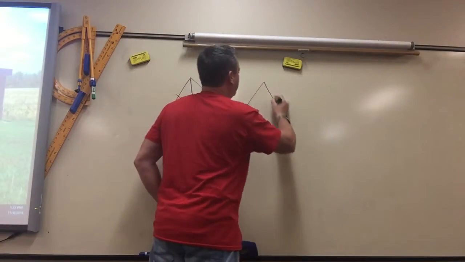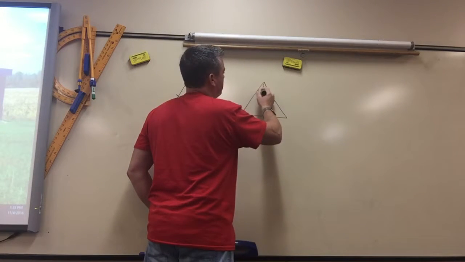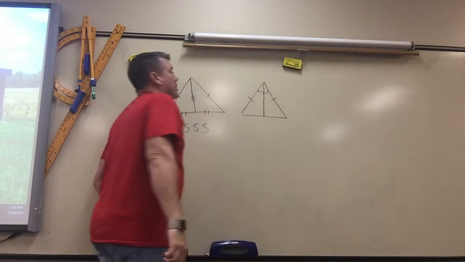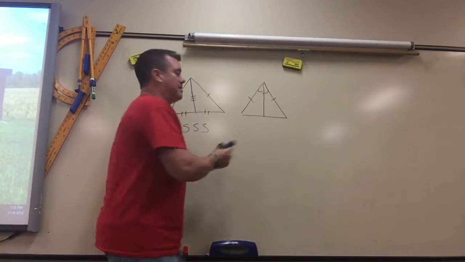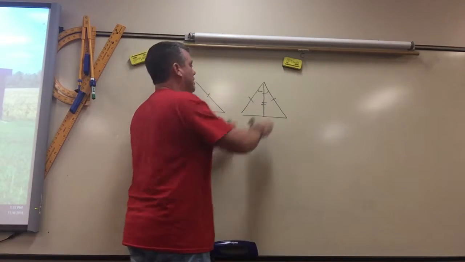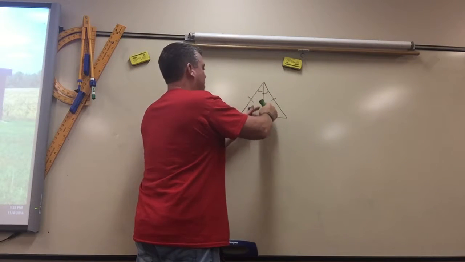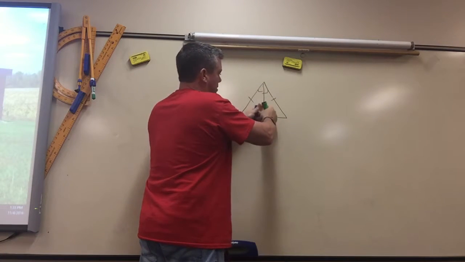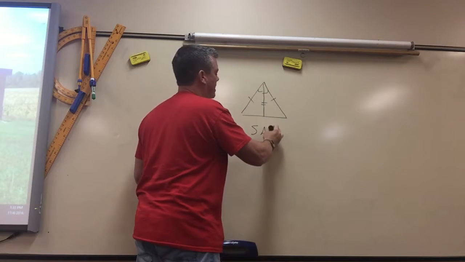You may see one like this. This one, again, anytime you see a shared side, that's congruent to itself. So now this one would be side, angle, side. Whichever way you go, this side is congruent to this, these two angles are, and these two sides. So you would say side, angle, side.